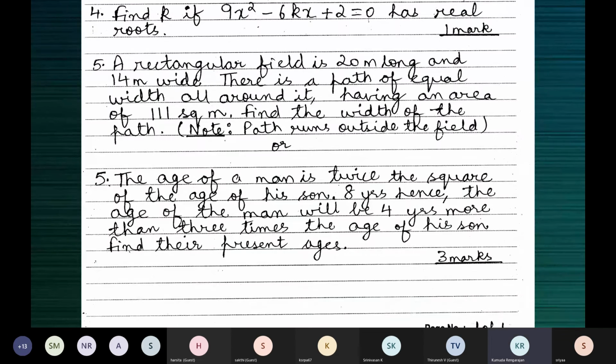Yeah, work the fifth one, children. Work question number 5. We have only 5 minutes. We'll answer this and wind up the session for today.